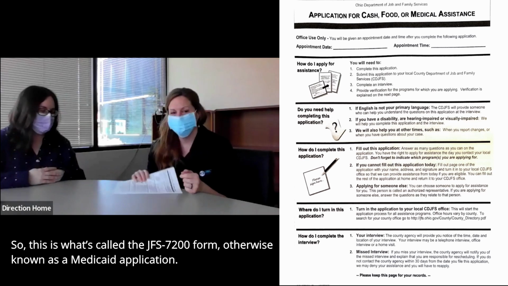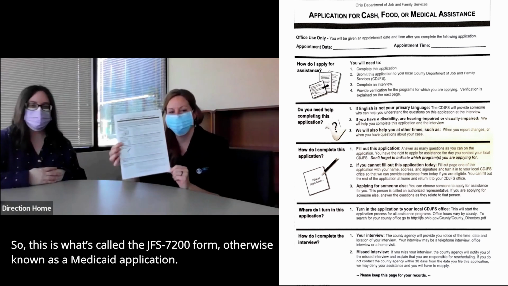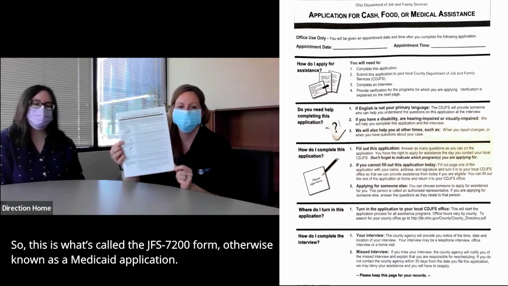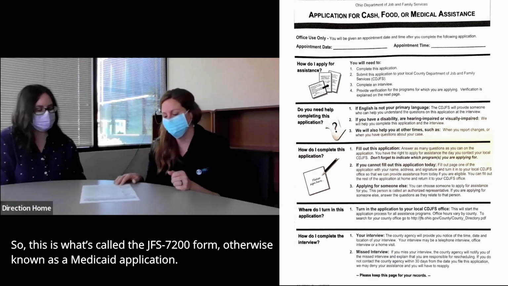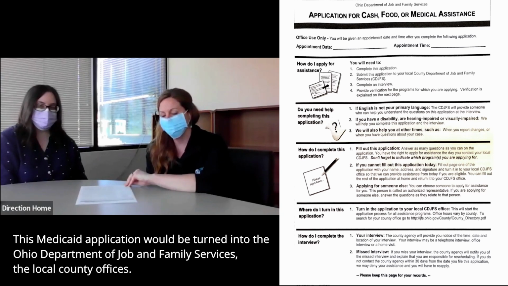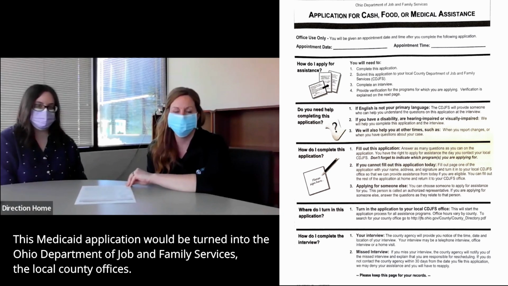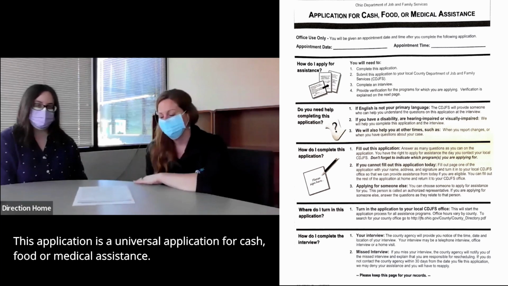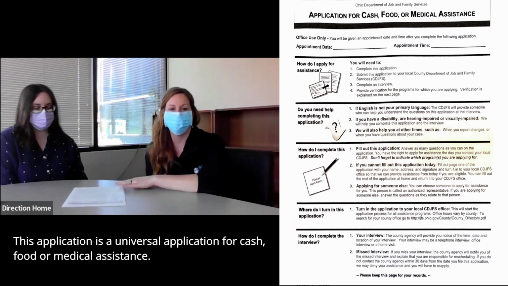So this is what's called the JFS 7200 form, otherwise known as Medicaid application. This Medicaid application would be turned into the Ohio Department of Job and Family Services, the local county offices. This application is a universal application for cash, food, or medical assistance.